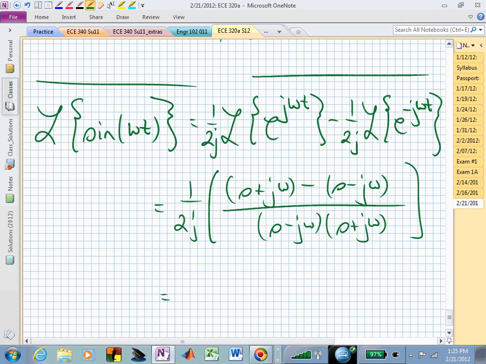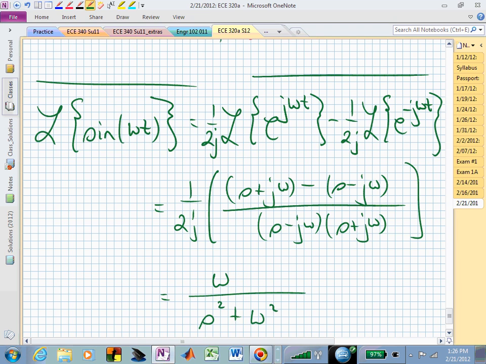And what do we get up top? The s's cancel and we have two j omegas. So we have two j omega upstairs and we have two j downstairs. Those cancel and we're left simply with omega over s squared plus omega squared. That's the Laplace transform of a pure sine of frequency omega. So if you have a sinusoid of frequency omega, the denominator had better be s squared plus omega squared, whether it's a cosine or a sine.